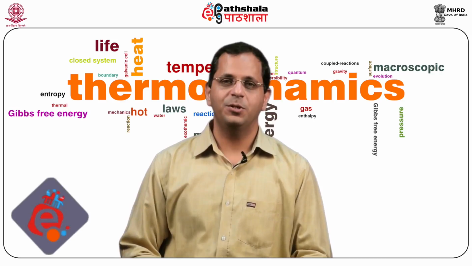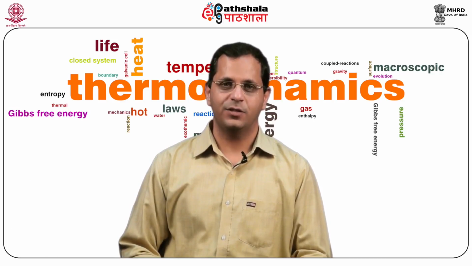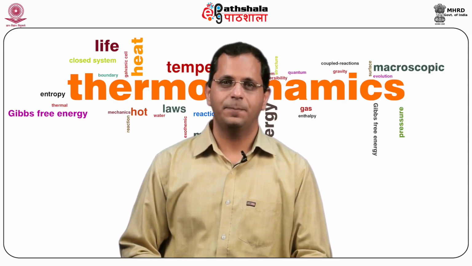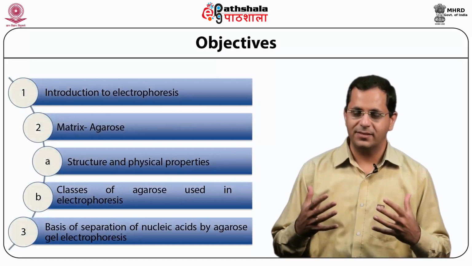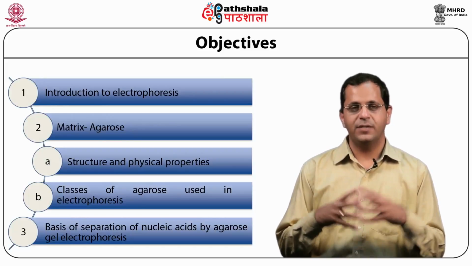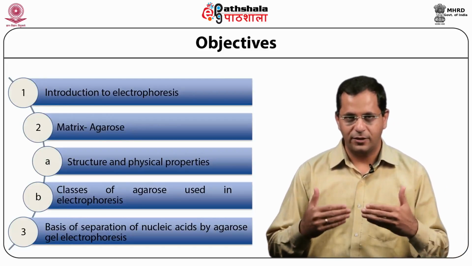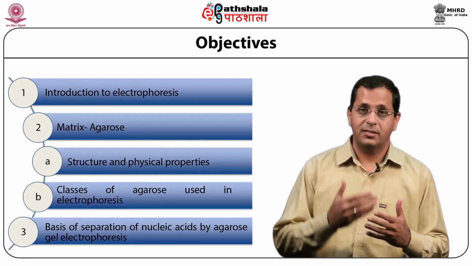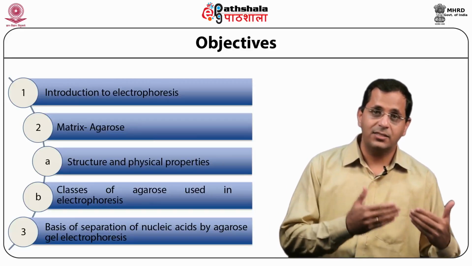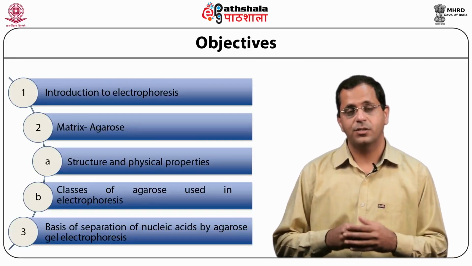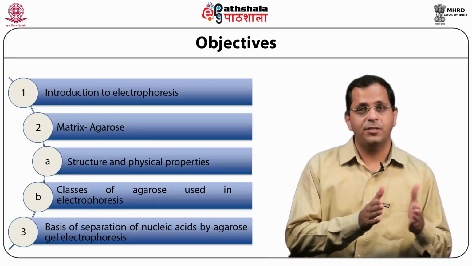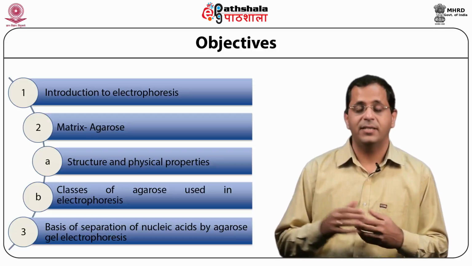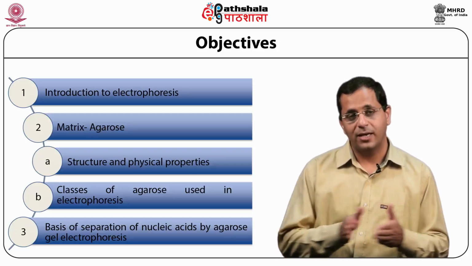Today, I am going to talk to you on the module Agarose Gel Electrophoresis from the paper Techniques in Molecular Biophysics Part 1. So, what are the objectives in this particular module? First we'll give an introduction to electrophoresis, then we'll be discussing the matrix, that is the agarose, its structural and physical properties, the classes of agarose that are used in electrophoresis, what is the basis of separation of nucleic acid by agarose gel electrophoresis, and the different factors affecting the rate of migration of DNA through the agarose gel.